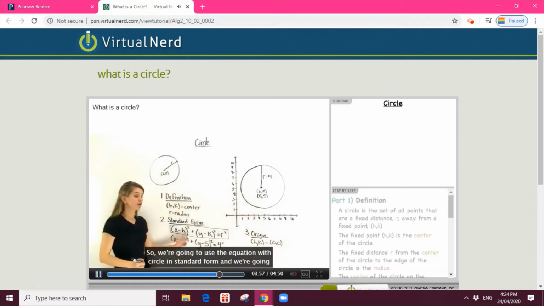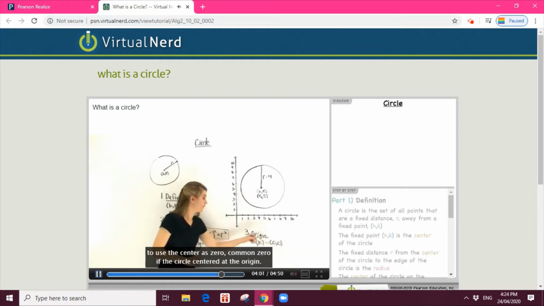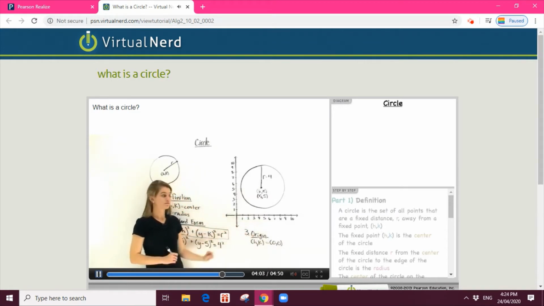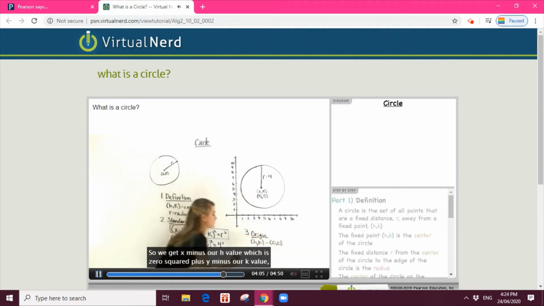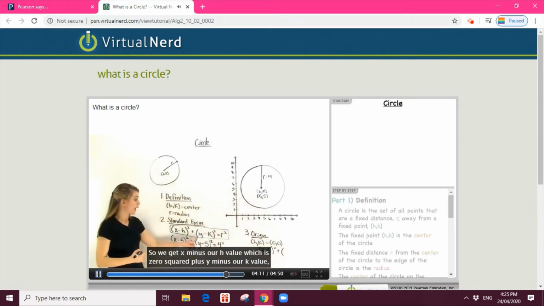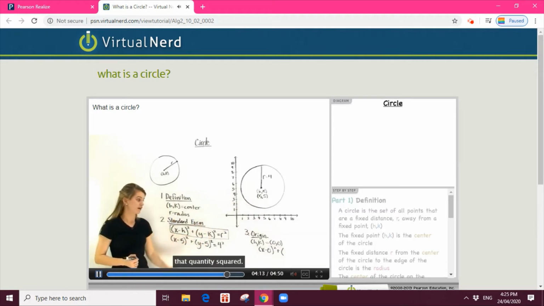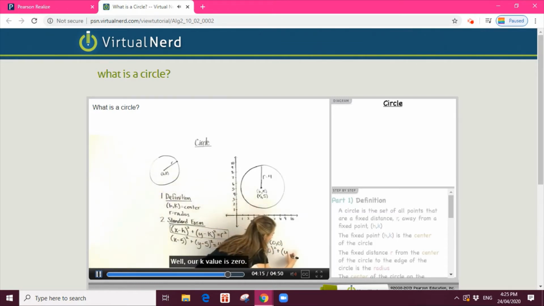So, we're going to use the equation of a circle in standard form, and we're going to use the center 0, 0 if the circle is centered at the origin. So we get x minus our h value, which is 0, squared, plus y minus our k value, that quantity squared. Well, our k value is 0, and this is equal to r squared.